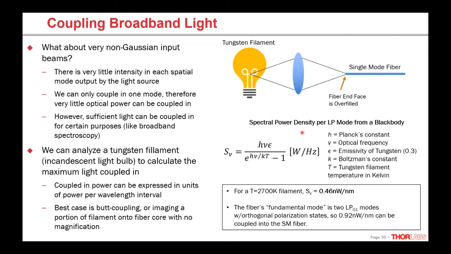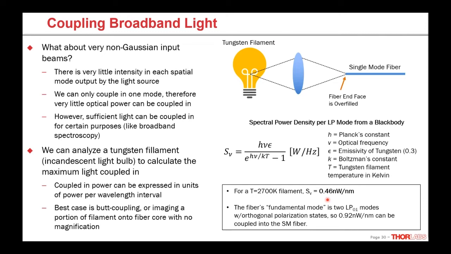To do that, we have to look at this equation here, which tells us the spectral power density for each one of those LP modes out of a black body emitter, which is basically what that filament is. Of course, the single mode fiber can only accept that fundamental mode. And if we run through this equation, most of these things are constants. We do have the filament temperature of that tungsten filament. For a 2700K filament, we can get about 0.46 nanowatts per nanometer.